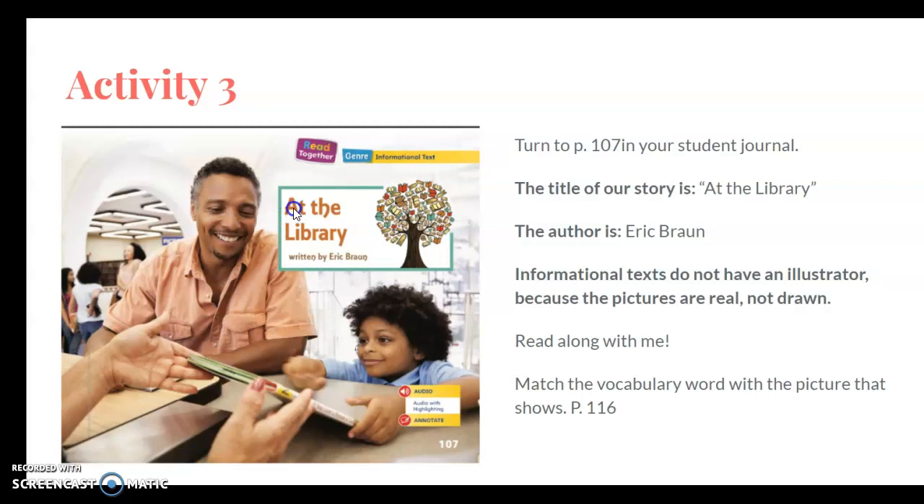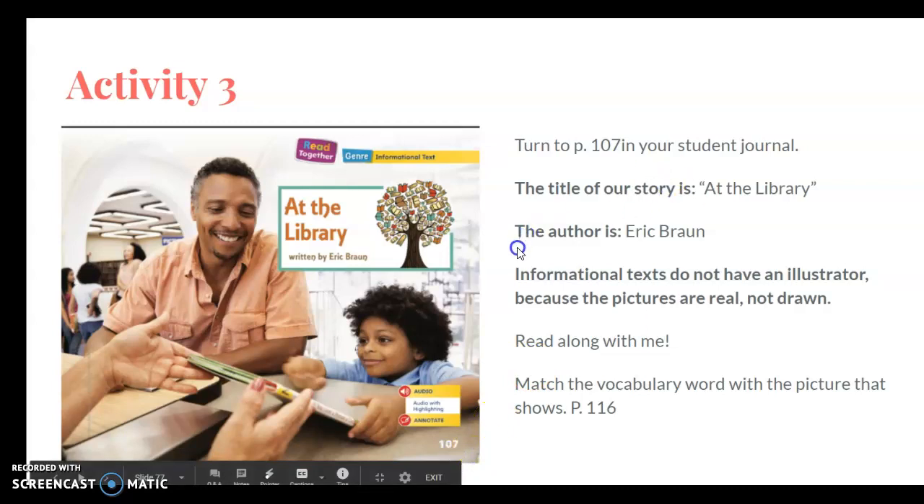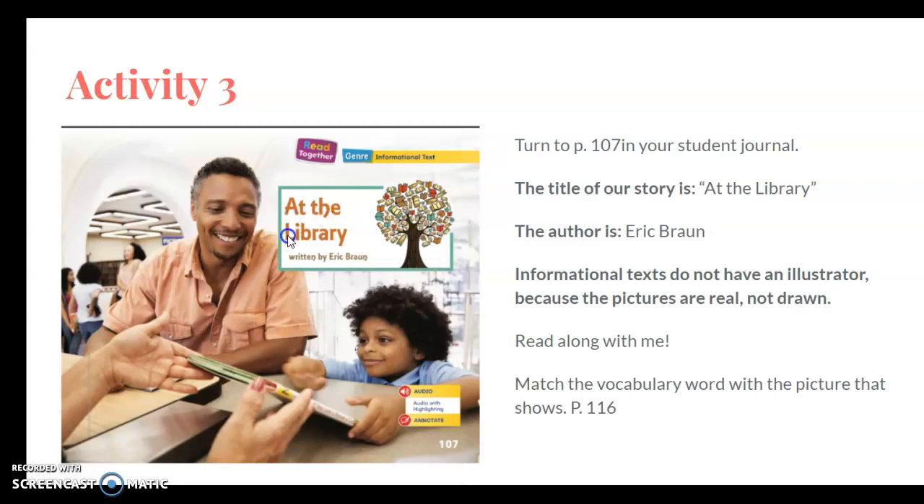So we're going to read At the Library. It is on page 107 down here in your student journal. The title of our story is At the Library. The author is Eric Braun. And there is not an illustrator because this is real pictures. So read along with me, and we're going to have our main idea is the library. And let's see what details we can find, things we can do and see at the library.